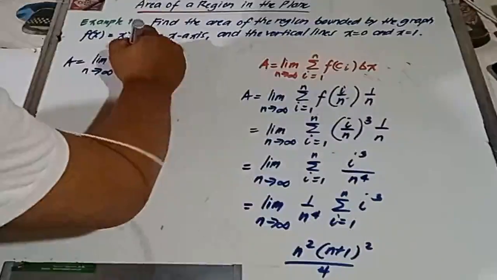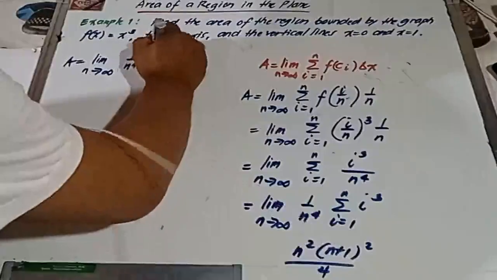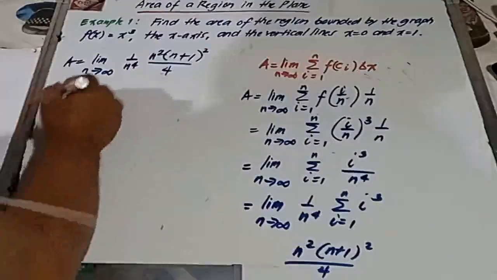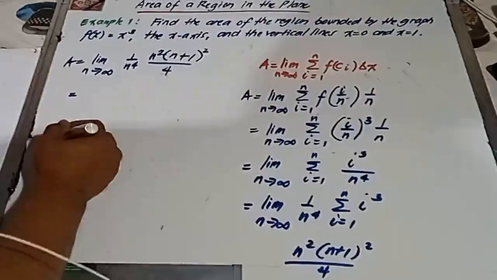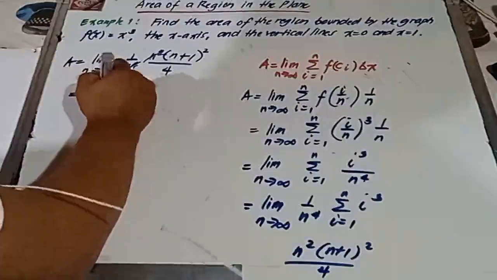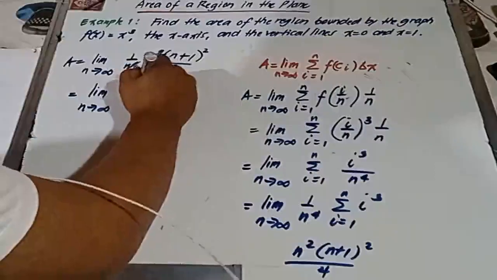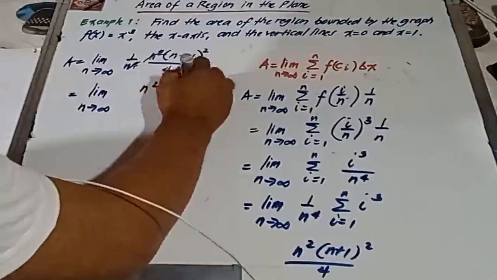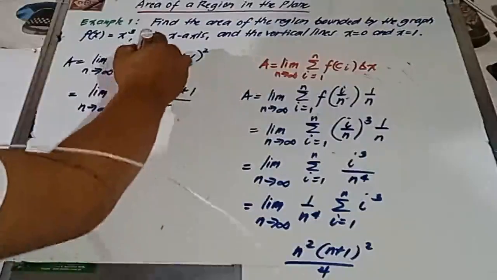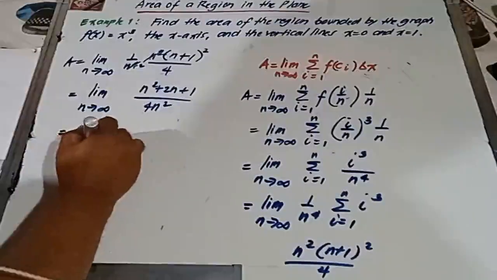We have 1 over n to the fourth times this. We have n squared, n plus 1 squared over 4. Okay? So, we have, cancel natin to. So, we have limit n approaches infinity. We have expand n squared plus 2n plus 1 over 4n squared. Okay? Cancel ko yung isang n squared. So, we have limit n approaches infinity.